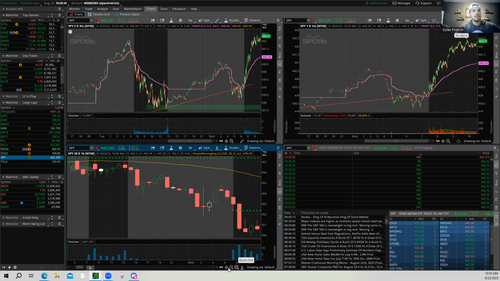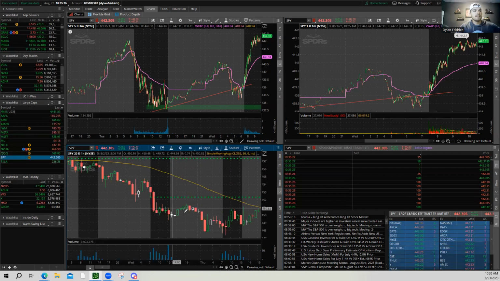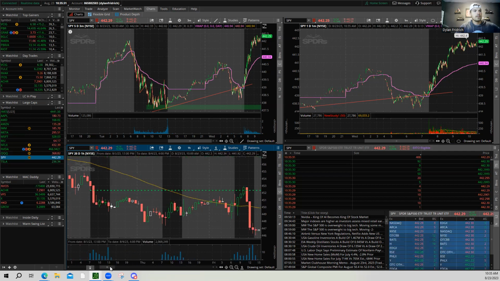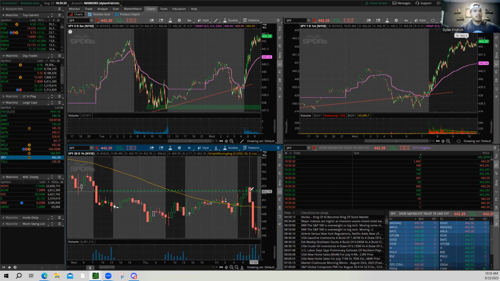So what do we want to see? Over the course of the next couple of days, we want to see this get filled. Once this gets filled, we'll look for an entry. There we go. Right? Filled. Wait for the reversal. Again, target down here, 448.